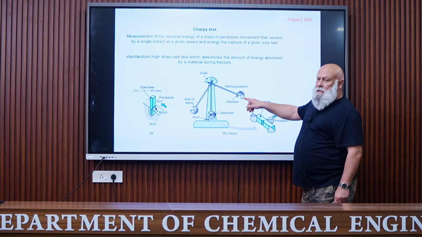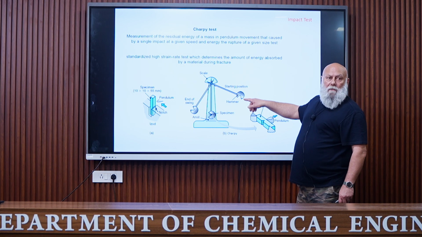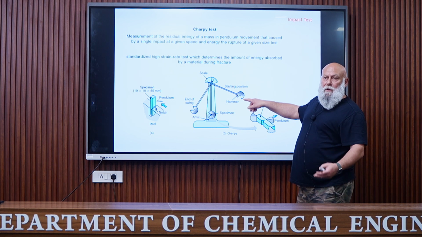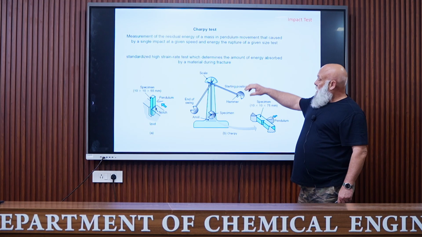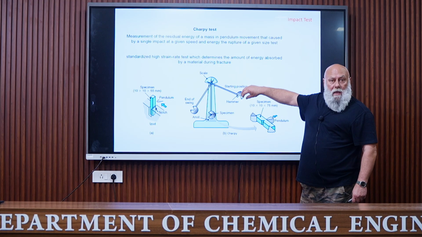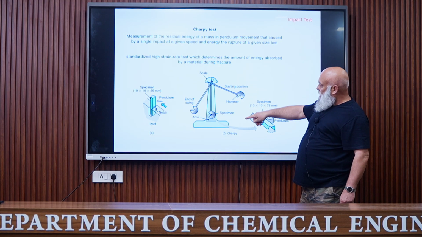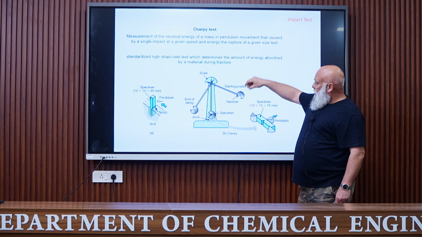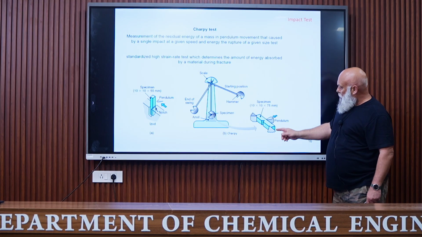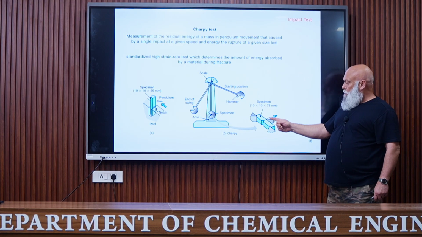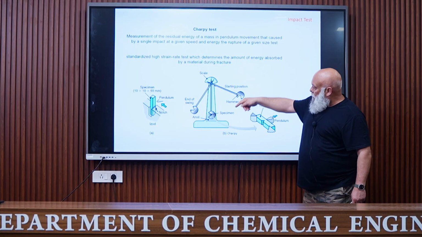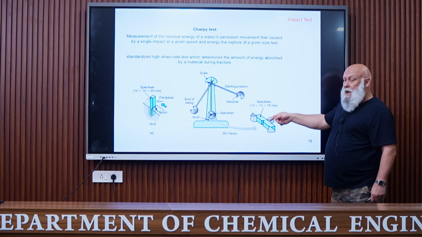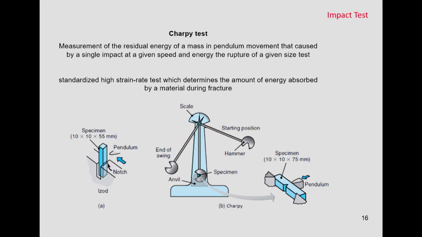You have here what is called a hammer. This hammer has a given potential energy. It depends on its weight, of course, and it depends also on this height. The hammer is released. The sample is here. You can see that it is on two supports. And of course, the hammer can break the sample, and then you have the end of swing.